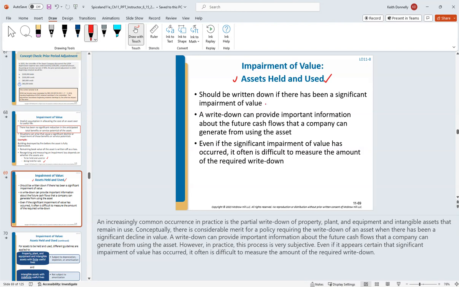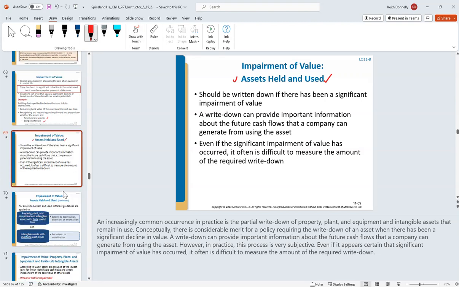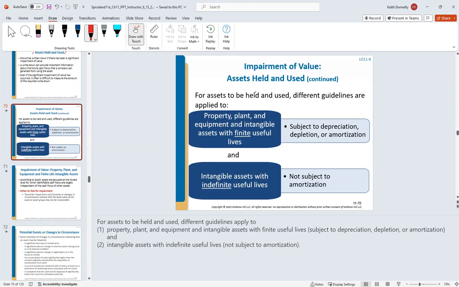A write down can provide important information about the future cash flows. Even if a significant impairment of value has occurred, it is often quite difficult to measure the amount of the write down. Essentially, for assets to be held and used, different guidelines are applied to property, plant, and equipment, as well as intangible assets with finite useful life. That is to say, those that are subject to depreciation, right? So PP&E, you depreciate. Intangible assets with finite life, you amortize.